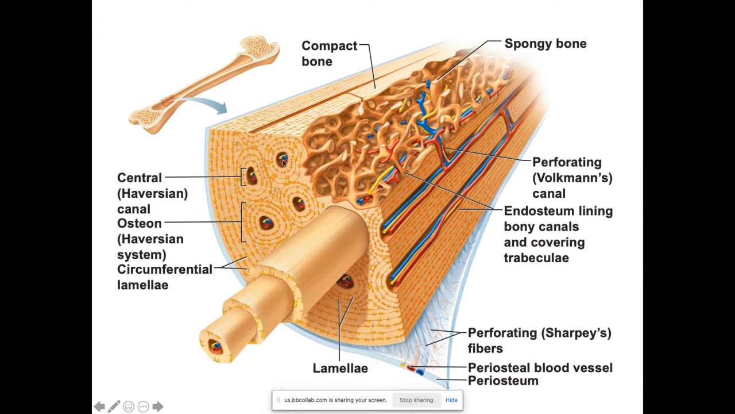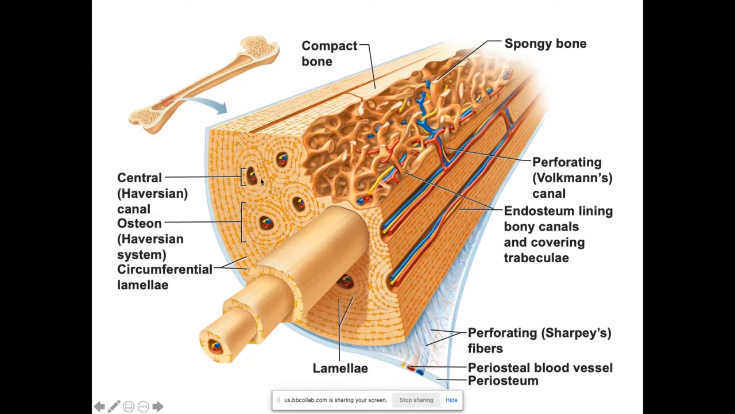The center of the bone is vascular. Look at this. It can bleed. If you break a bone, look at that. You've got an artery, you've got a vein, you have a nerve. So it goes through the center of each osteon, and that's called the central canal or the Haversian canal. Those are the blood supply.